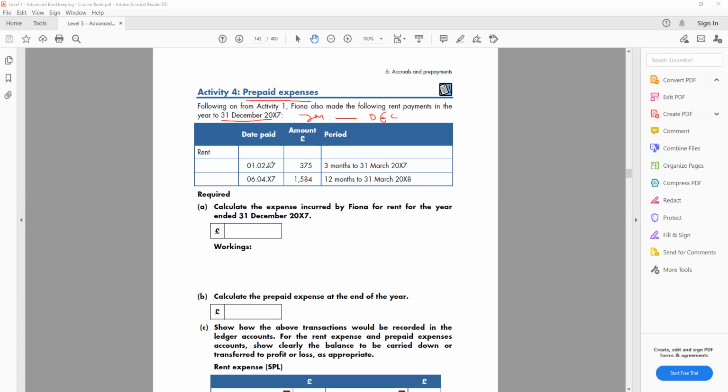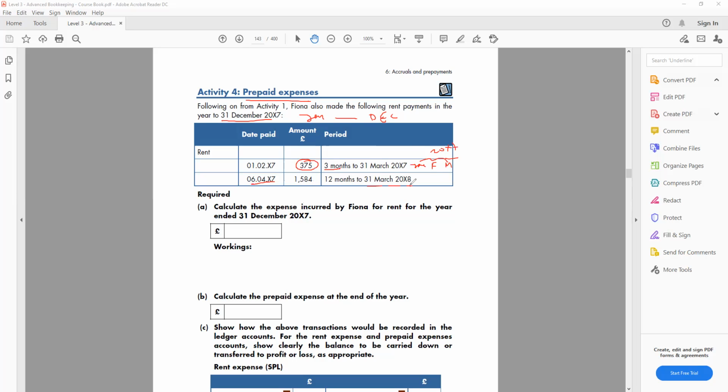So on 1st of February 2007 he paid 375 for how many months? 3 months till March. That means January, February, and March. That is absolutely fine because January, February, March are all 2007. There is no problem for that because this expense is relevant to 2007. But what happened on 6th of April 2007, he paid £1,584, that's for 12 months, and up to 31st of March 2008.